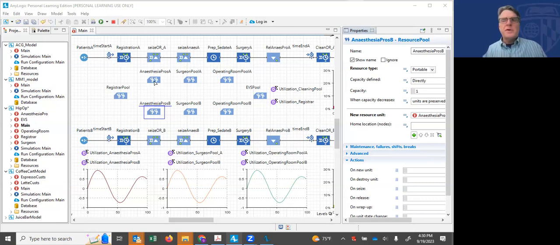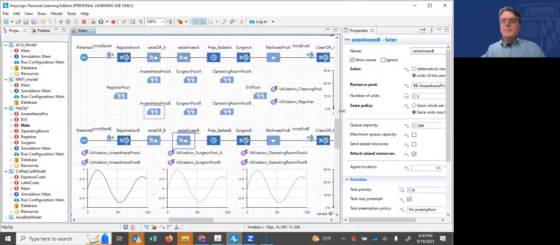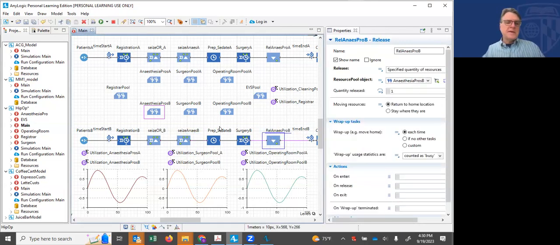I've returned from the pooling example. I've restored the anesthesiology pools to having one anesthesiologist each. And we're grabbing from, as you can see, pool B, pros B here, and releasing to pros B. Okay, so this is as it is for the base case.